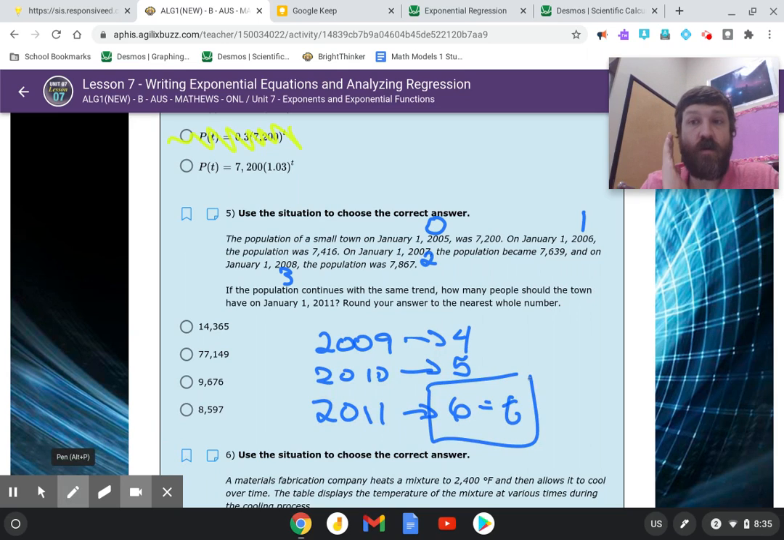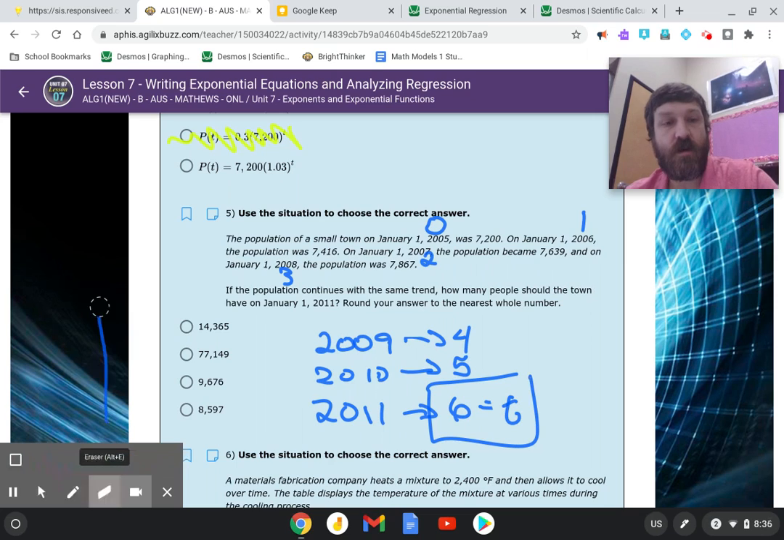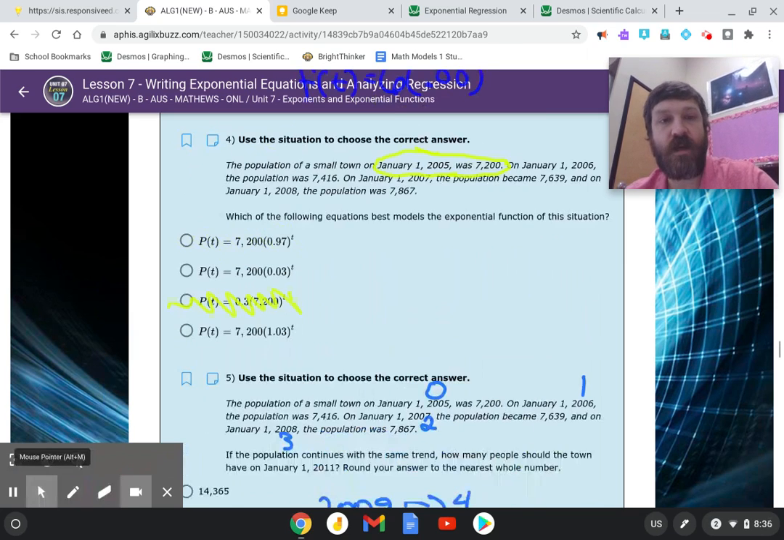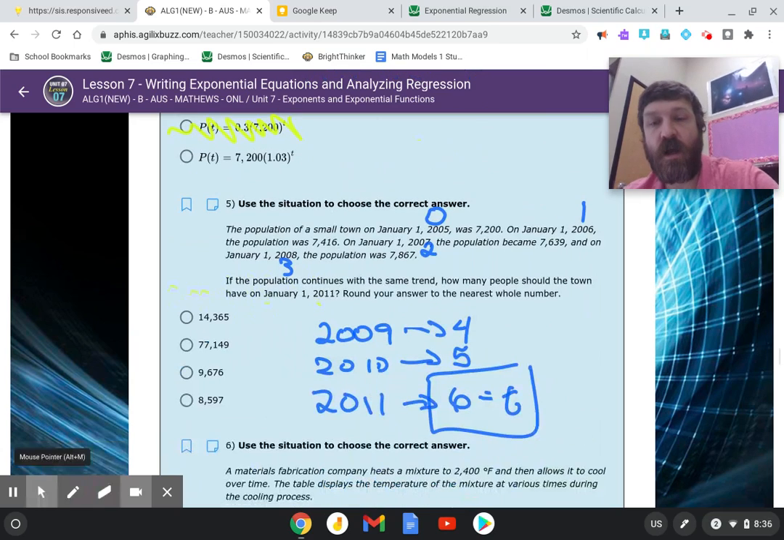So again, you are going to use T equals 6 for T, and you're going to plug it into the answer you got from question number 4. So you have to get the right answer there in order to plug 6 into the right formula. All right.